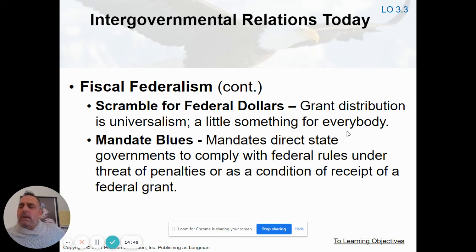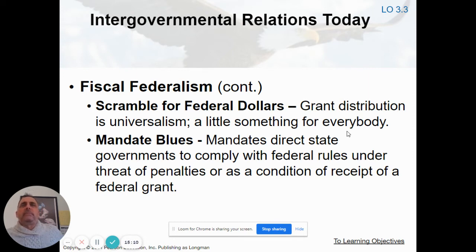And so a carrot would be like, hey, if you guys do something to reduce the amount of meth drug use in your state, if you show us real numbers that you have made improvements, we'll give you a grant for it to help you fight it. A punishment is like, hey, if you don't do this, then we're going to withhold funds from you.